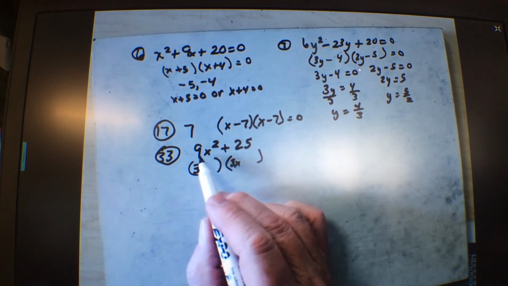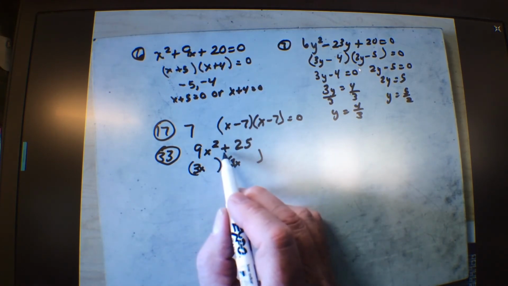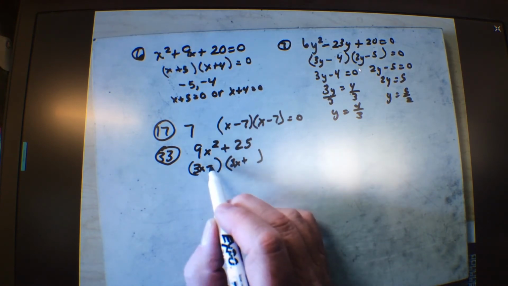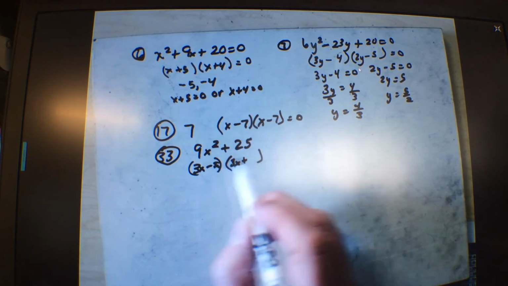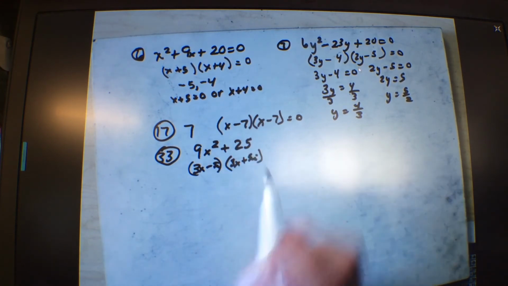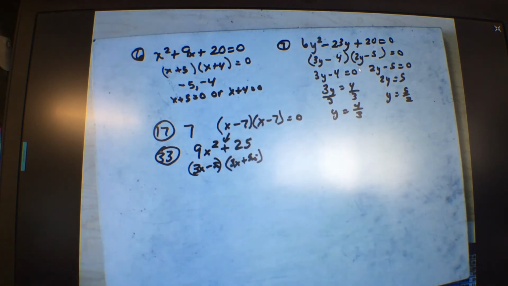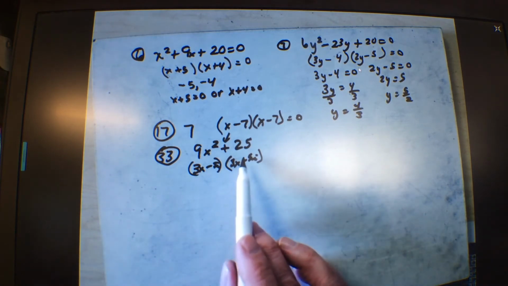3x, because it's 9. But now you're plussing. You still have a minus and a plus, but it is 5i and 5i. Because this is a plus sign. If this was a minus, it's 3x minus 5 and 3x plus 5. Remember that example I did over here for 225? Yeah. It's the same type of problem.